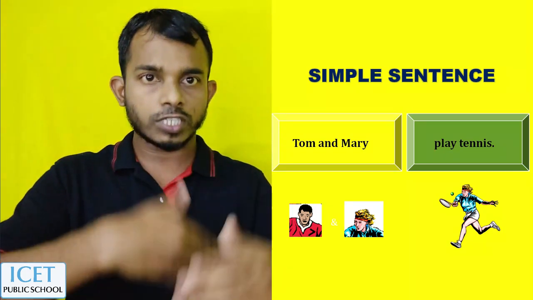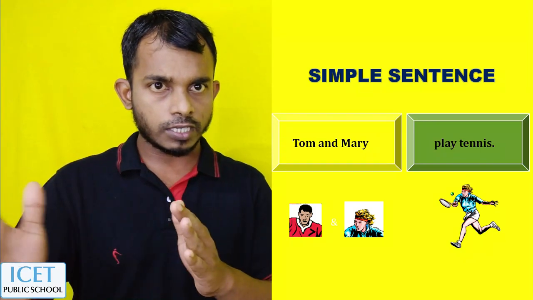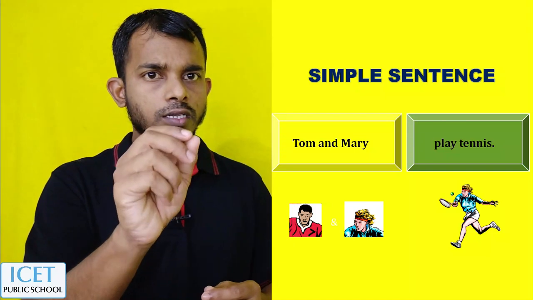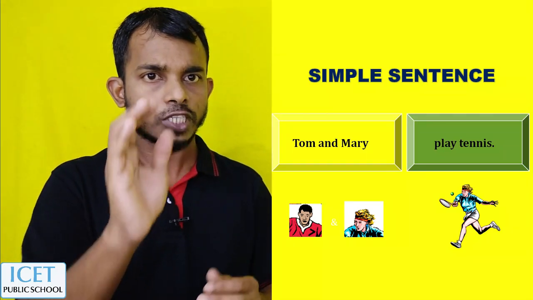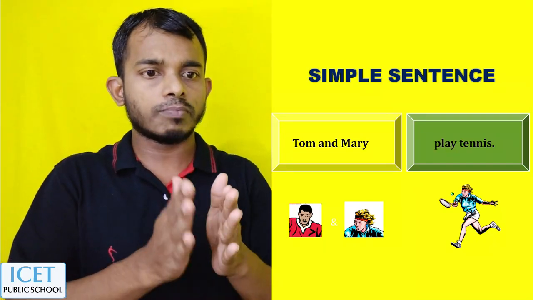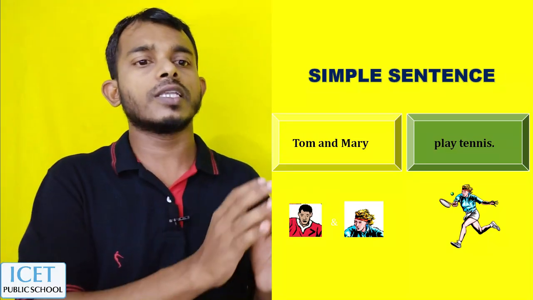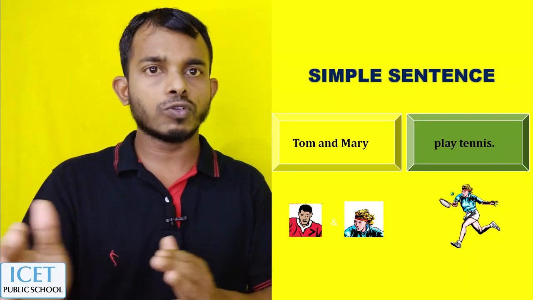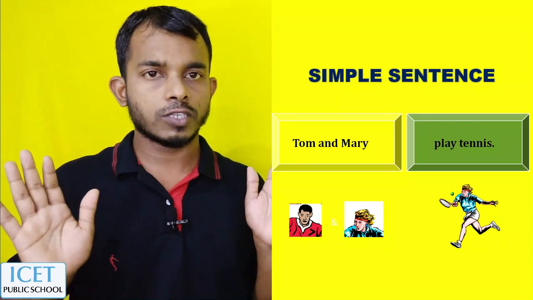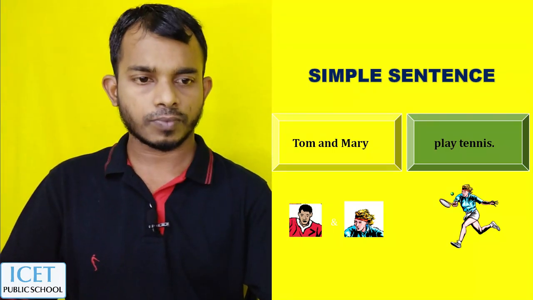I made another sentence. Did you understand? I made not the same sentence, another sentence, but I have added one more thing, one more person. That means one more individual I added in the subject. Earlier it was Mary plays tennis. Now Tom and Mary play tennis. When it is plural, we use play. Tom and Mary play tennis. You got it. This is also an example for simple sentence.